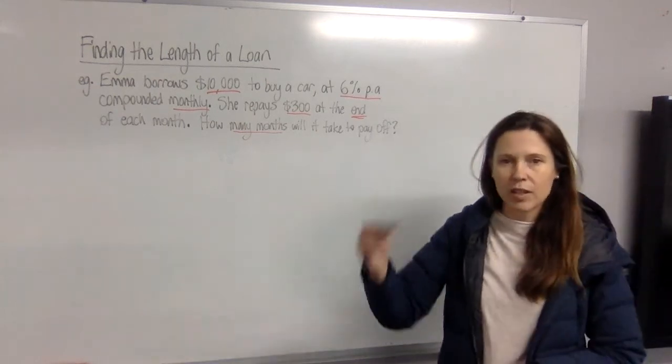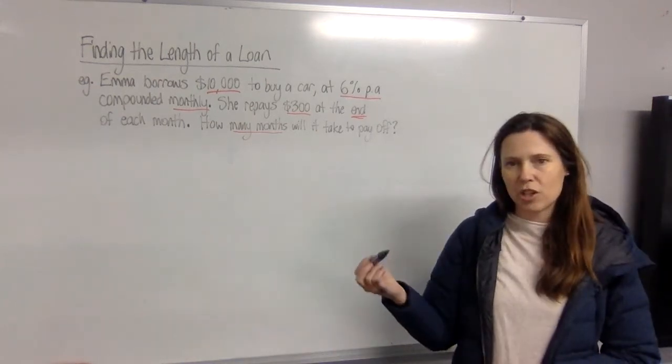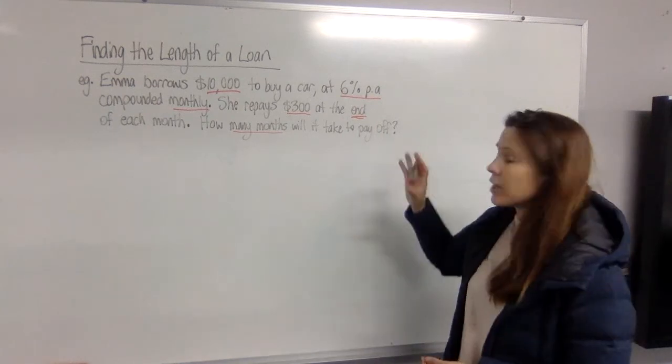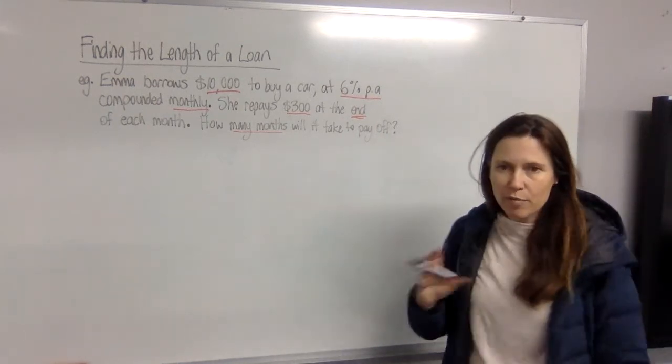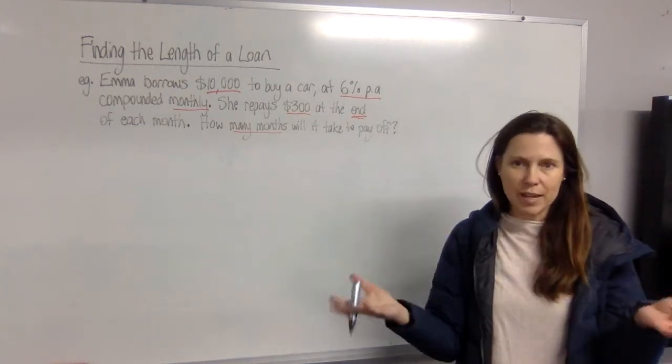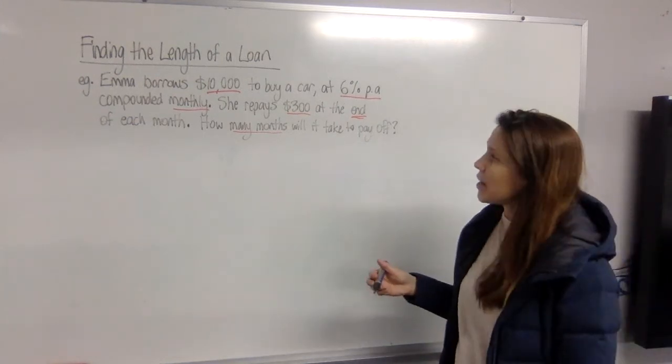Now, we need to develop a formula for the amount that she owes at any one time, and then we can let that formula, that A_N, equal 0, because when we've paid the loan off, she'll be owing nothing, and we can solve for N.